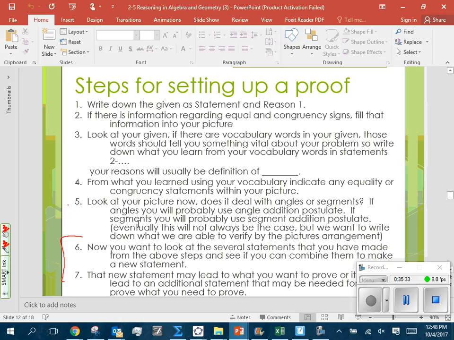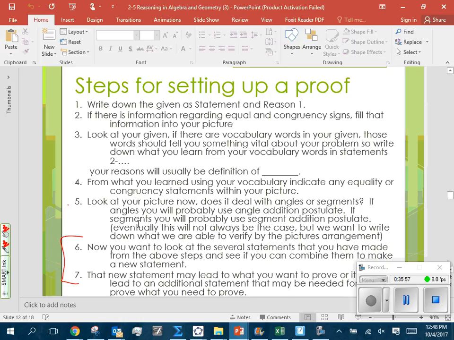Step 6 and 7 are the hard parts. Once you've written all your statements down that you can gain from vocabulary from your picture, you've got an idea of what kind of section or chapter you're dealing with, in regards to maybe addition, postulates, or triangles or whatever. 6 and 7 are going to be piecing together the statements that you've made and coming up with a new statement from them.